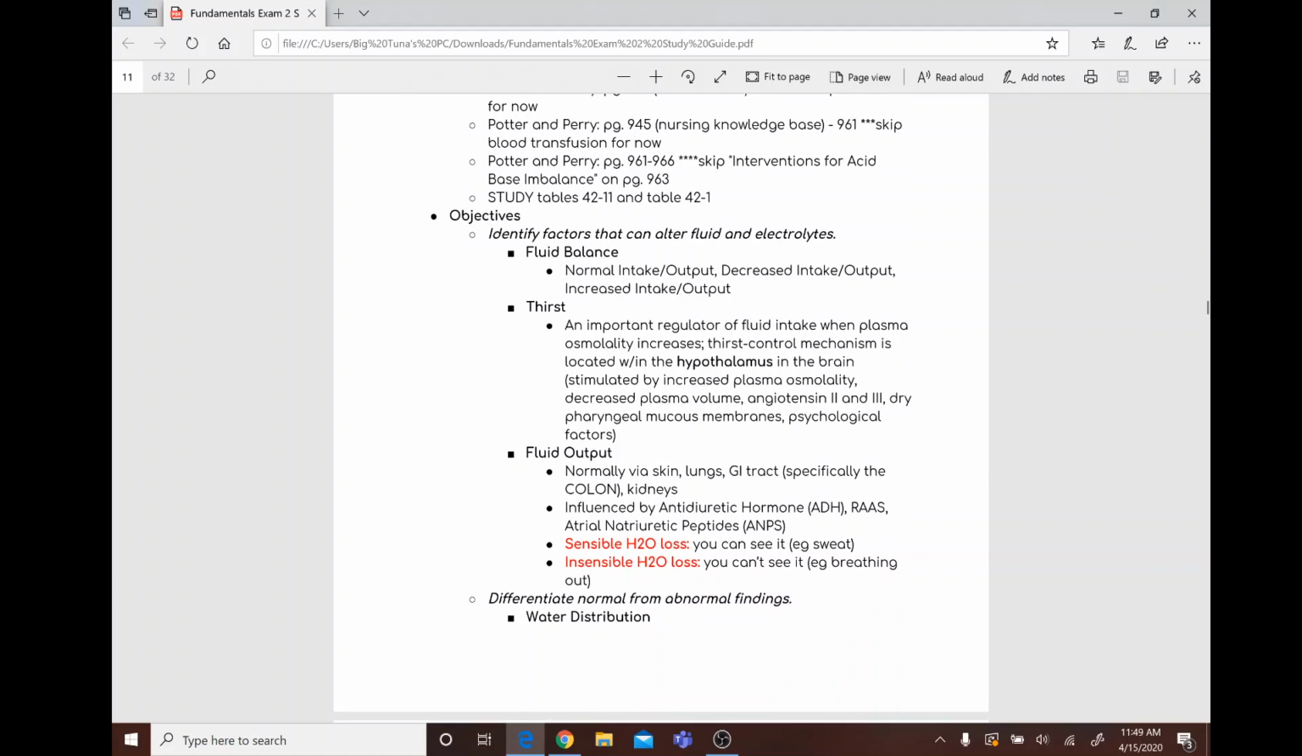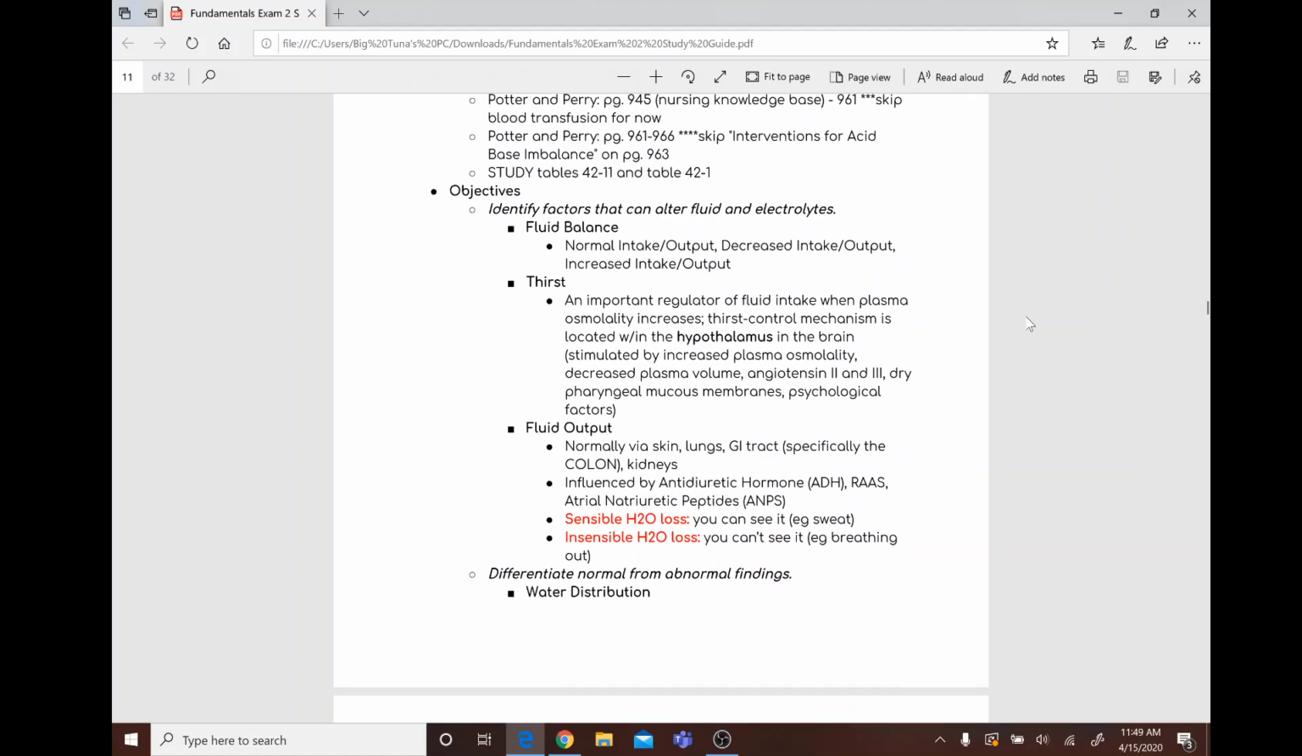All right, what is a fluid balance? Normal intake and output, decreased intake and output, increased intake and output. Where is the thirst control mechanism located? Hypothalamus. What stimulates this thirst control mechanism? Increased plasma osmolality, decreased plasma volume, angiotensin 2 and 3, dry pharyngeal mucous membranes, and psychological factors.